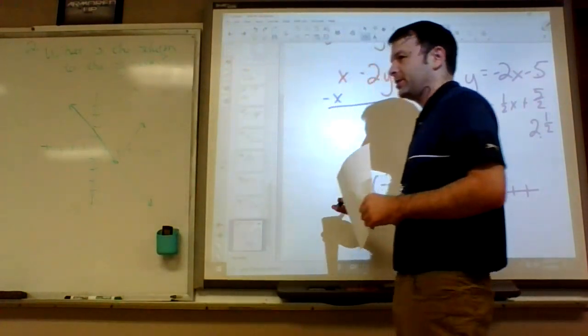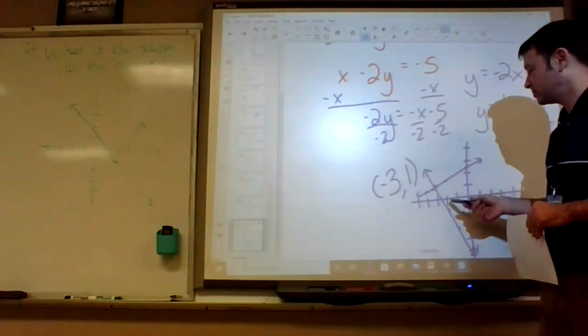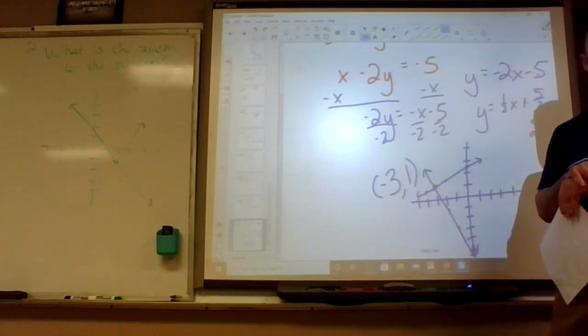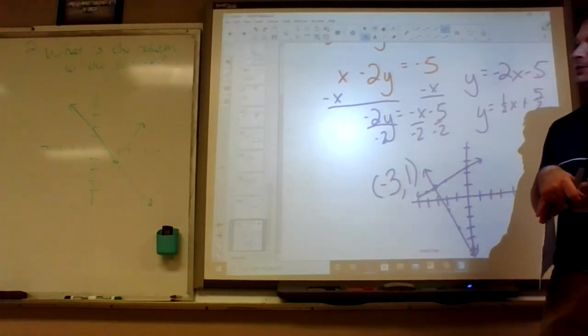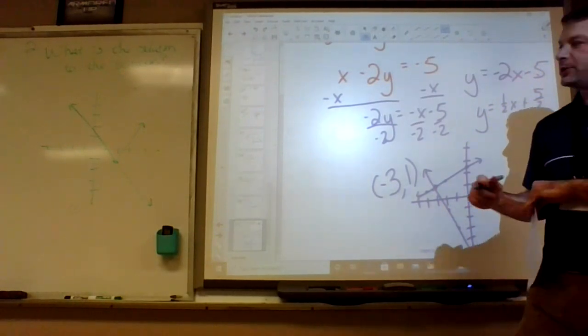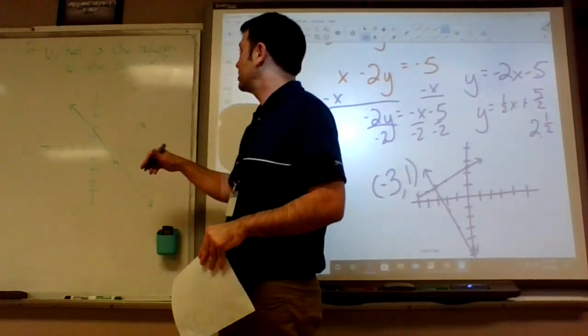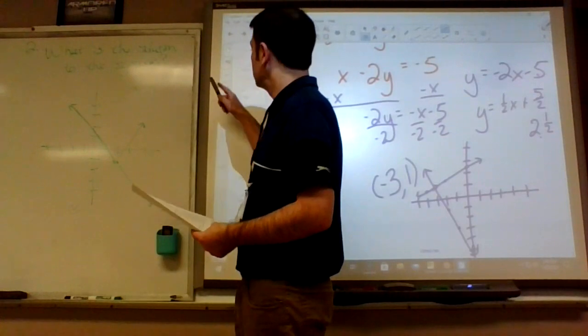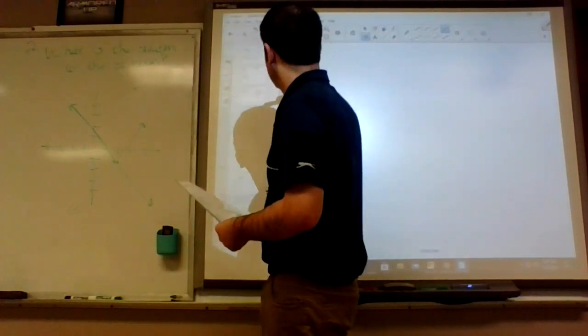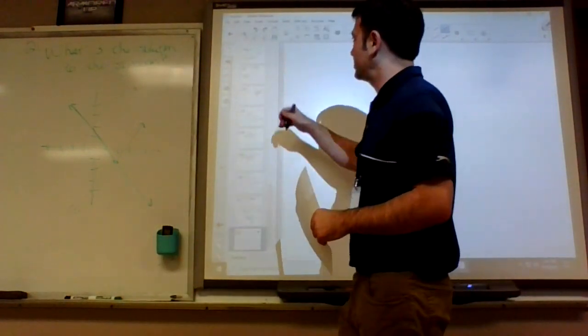Negative 3, 1 is where you should have them meet. On number 2 or number 3? Number 3. Okay. Number 2, I didn't draw this picture very well, but this is supposed to be 2, -1.